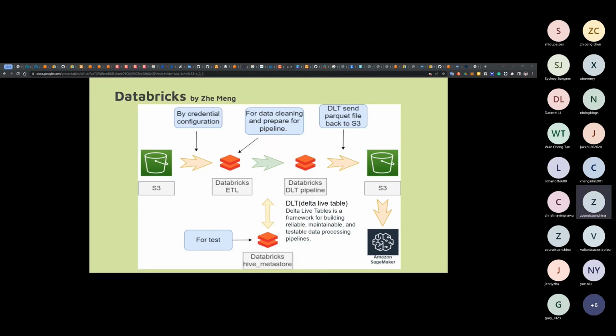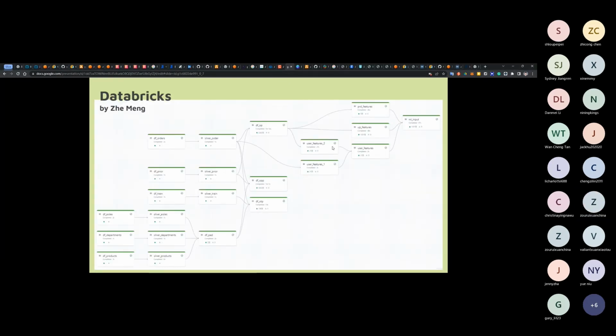This page shows all the tables I created, calculated, and joined in the pipeline. At the same time, this is also the demonstration of my achievements. Next page, please.